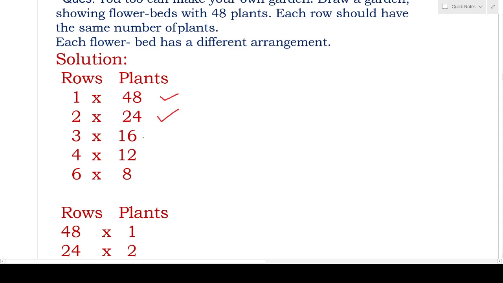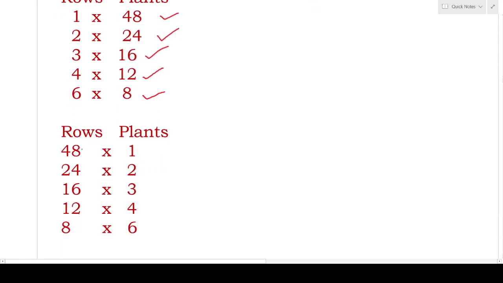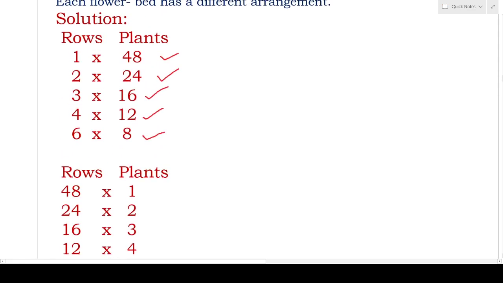Next 3 rows with 16 plants each. Next 4 rows with 12 plants each. And after that 6 rows with 8 plants each. In case of 5 it will not be possible, so I have not written 5 over here. Next, what I have done, I have written these plant column numbers here. You can see the same numbers I have written here, but I have written rows at the top.